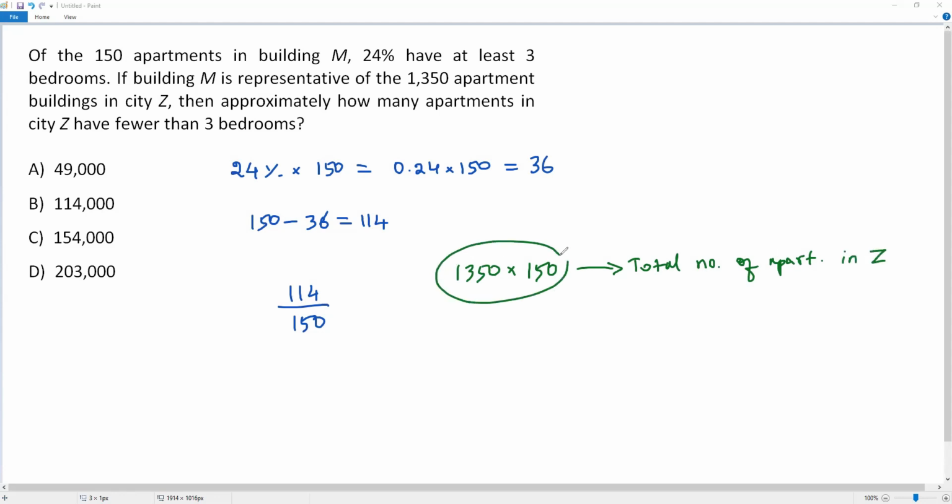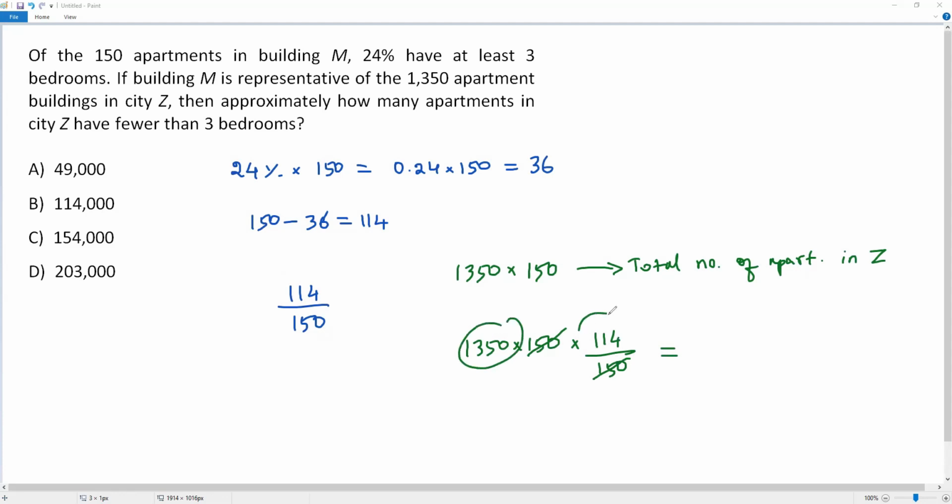Now, in this total number of apartments in city Z, to get the number of apartments which have fewer than 3 bedrooms, we have to multiply the total number of apartments by the fraction of apartments which have fewer than 3 bedrooms. So the total number of apartments in city Z times 114 over 150. The 150 will cancel out. When I multiply these two numbers, I am getting 153,900. That is, in 153,900 apartments in city Z, we have fewer than 3 bedrooms.